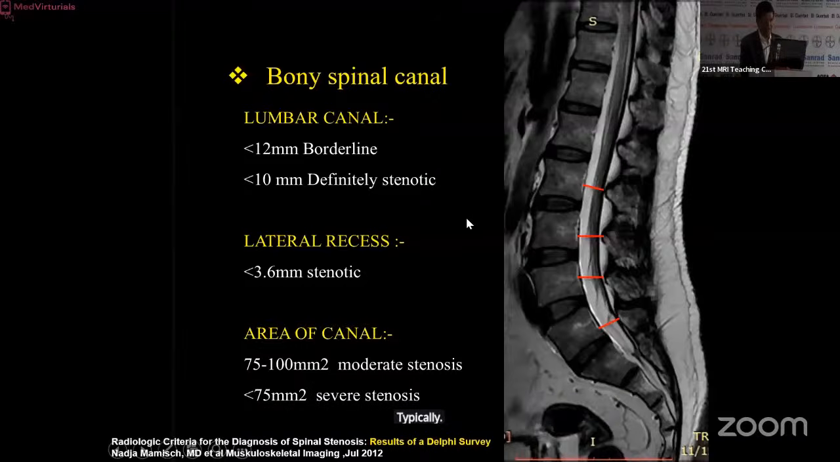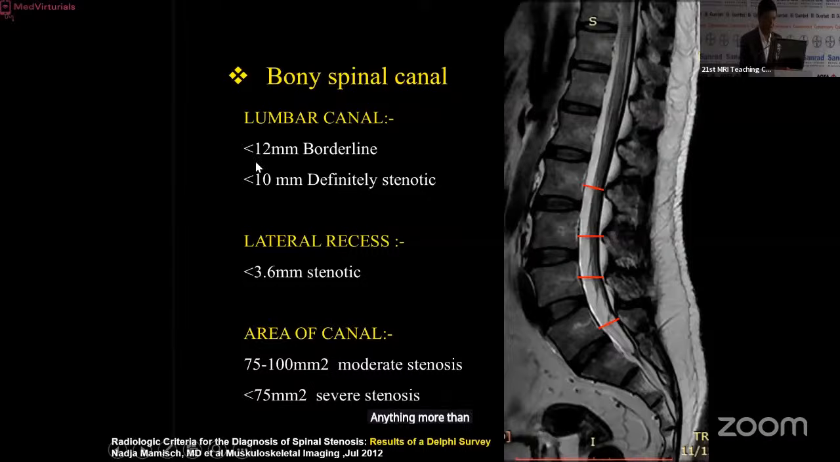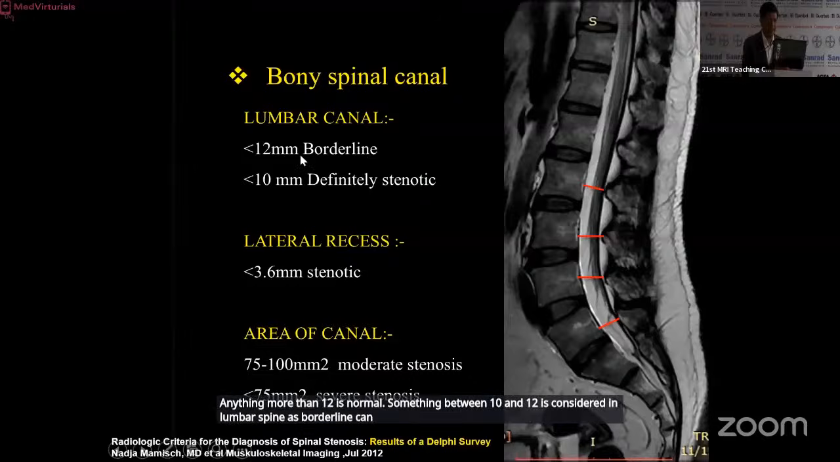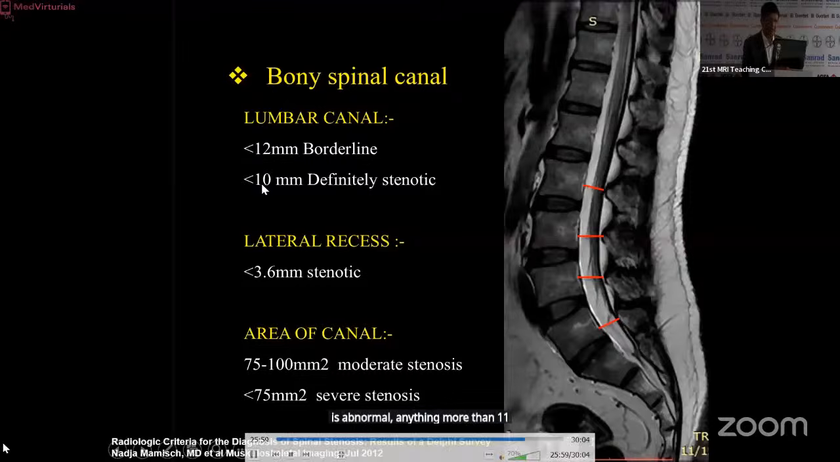Typically, when the anteroposterior distance at mid-vertebral level is less than 10 millimeters, it is called definite canal stenosis. Anything more than 12 is normal. Something between 10 and 12 is considered in the lumbar spine as borderline canal stenosis. In the cervical spine, you have to reduce both the distances by 1 mm each. So anything less than 9 is abnormal. Anything more than 11 is normal.